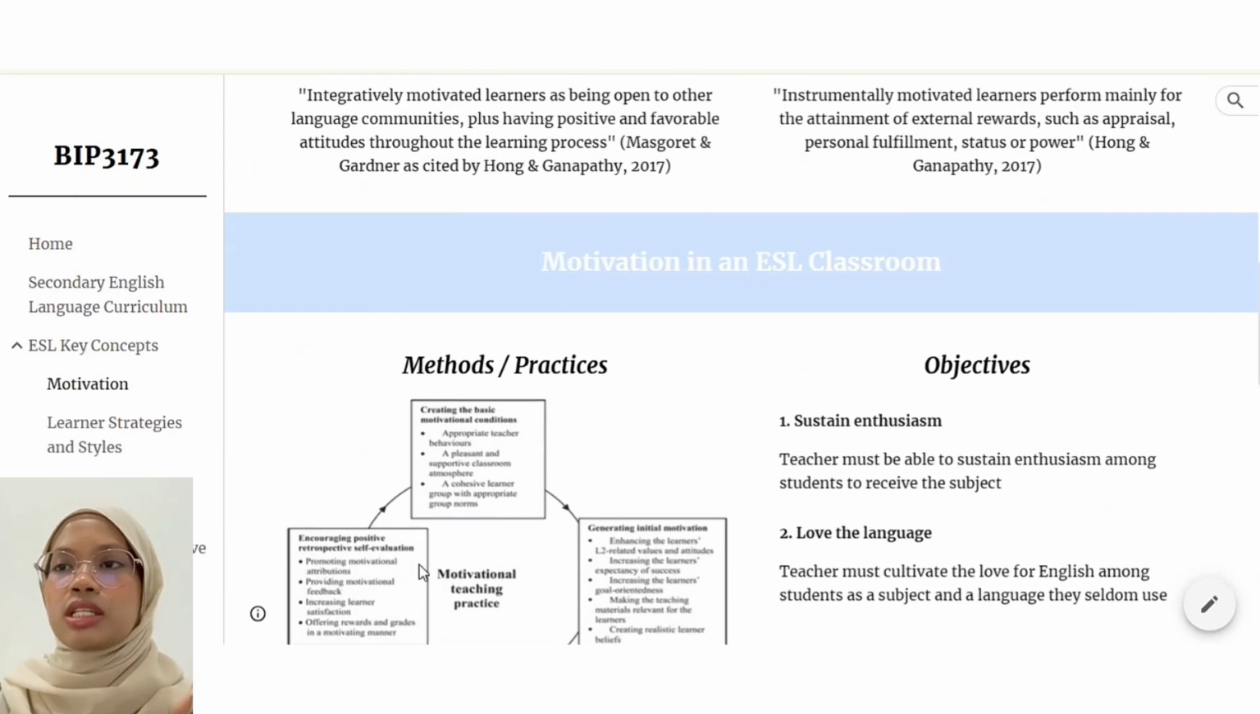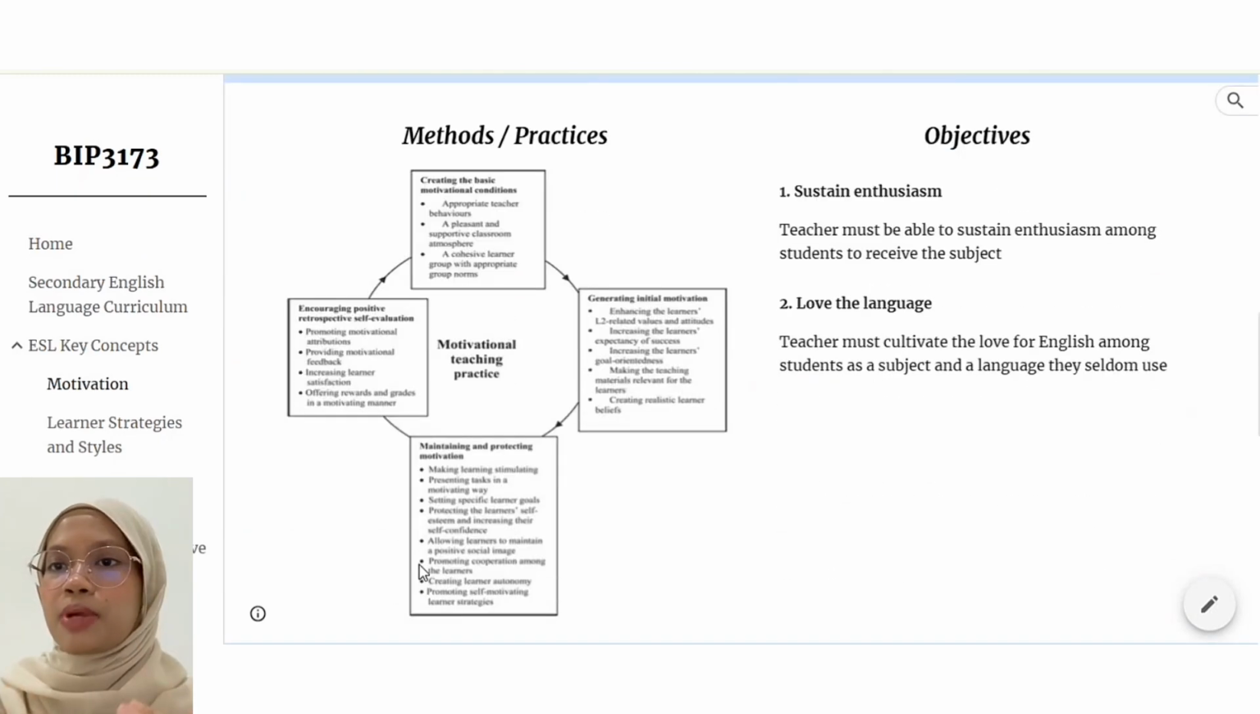Next, the motivation in an ESL classroom, methods and practices, which are creating the basic motivational conditions, generating initial motivation, maintaining and protecting motivation, and encouraging positive retrospective self-evaluation. Meanwhile, the objective is sustaining enthusiasm, which lastly is the love for the language, because teachers must cultivate the love for the English language among students as a subject and a language they seldom use.